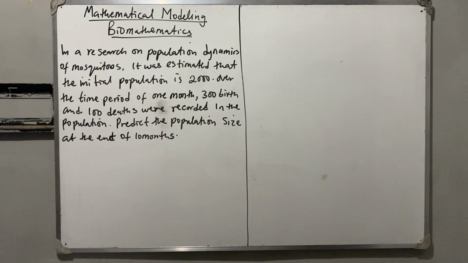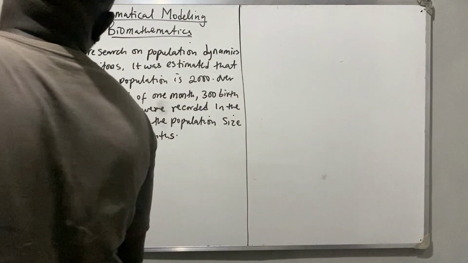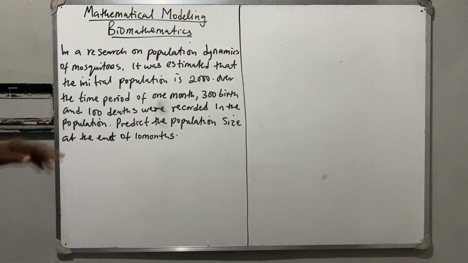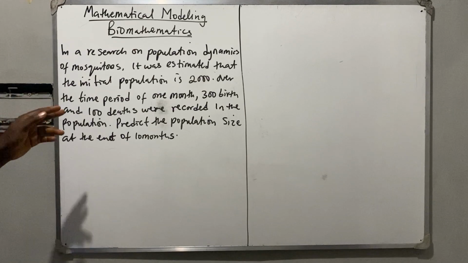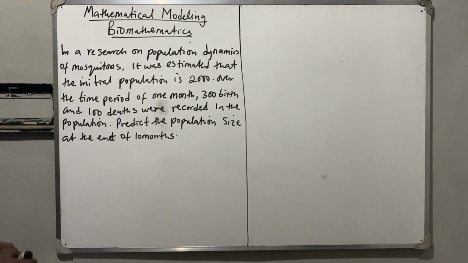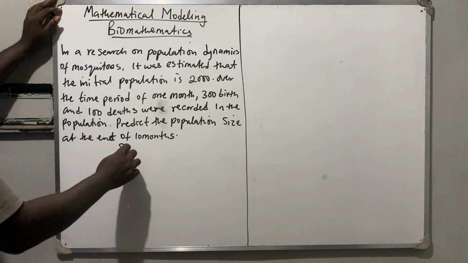In this video, we are going to be solving this mathematical model question, this biomathematics question. In this question, they say that in a research on population dynamics of mosquito, it was estimated that the initial population is this. So, solution, let us bring out some parameters.